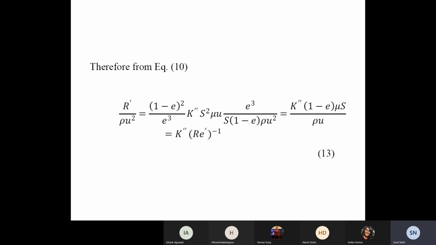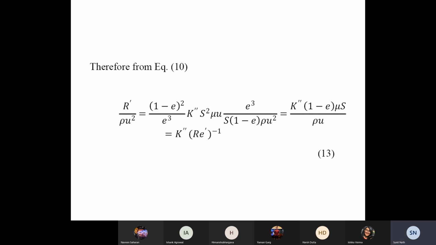So it scales as the square of 1 minus E upon the cube of voidage times the true constant K double prime, which I shall show you has been found to be exactly 5 for these kinds of packed beds under streamline flow. It scales as the square of the specific surface area divided by S, so it will scale linearly as S.